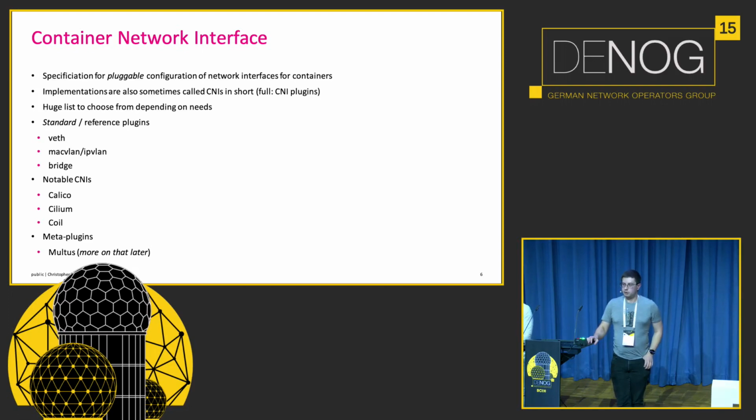There are a lot of different ones that you can choose to fulfill your needs. There are reference implementations, like just plain VF, MAC VLAN, IP VLAN, bridge. There are bigger projects that some of you might have heard of, like Calico or Cilium. We also use a special one called Coil. There are also meta implementations like Multus or Nokia's DAM. We will come to that specific one later. In general, CNIs implement a specific interface within Kubernetes. So ideally, they're completely pluggable. So if you want to replace a CNI, you should be able to in most circumstances.